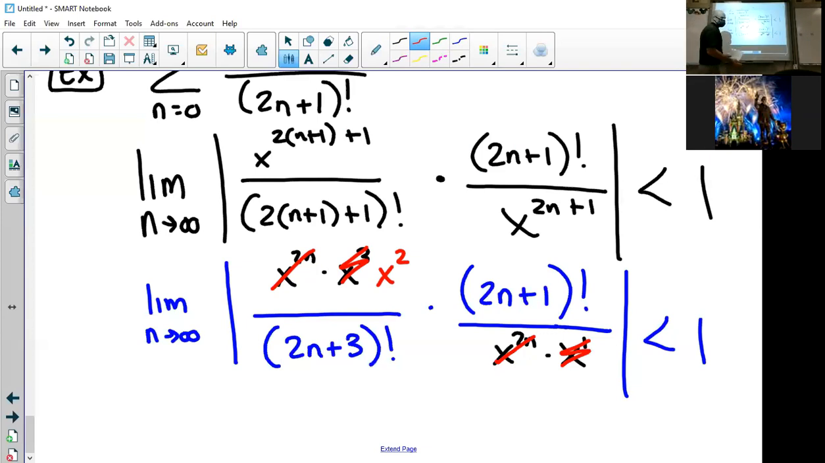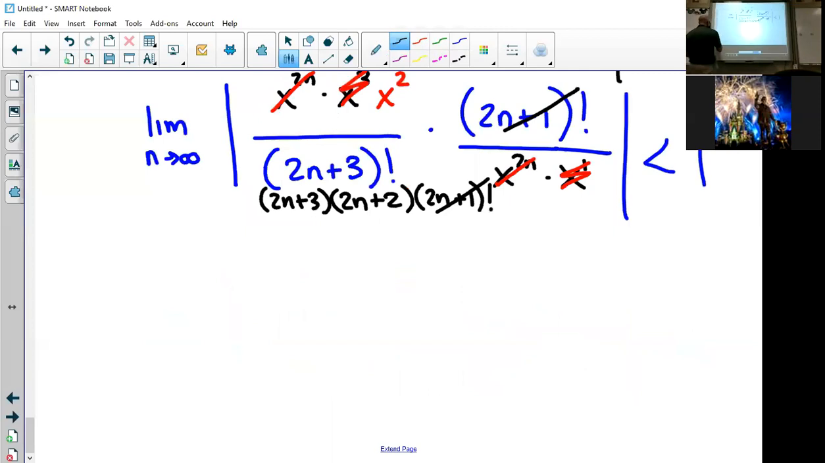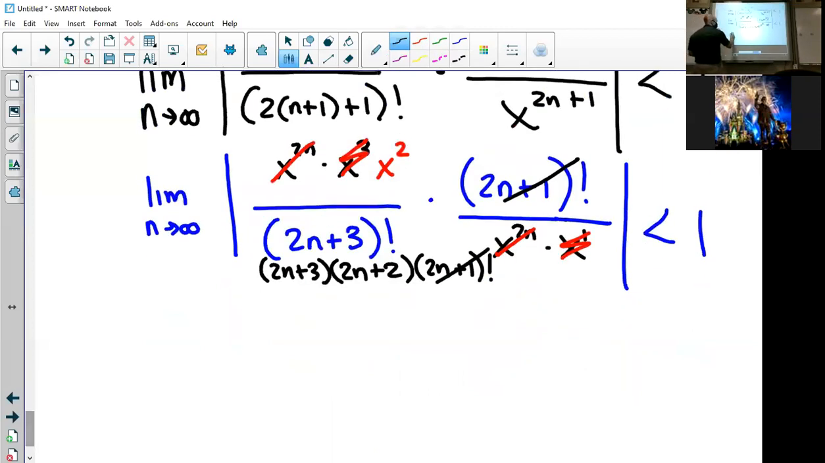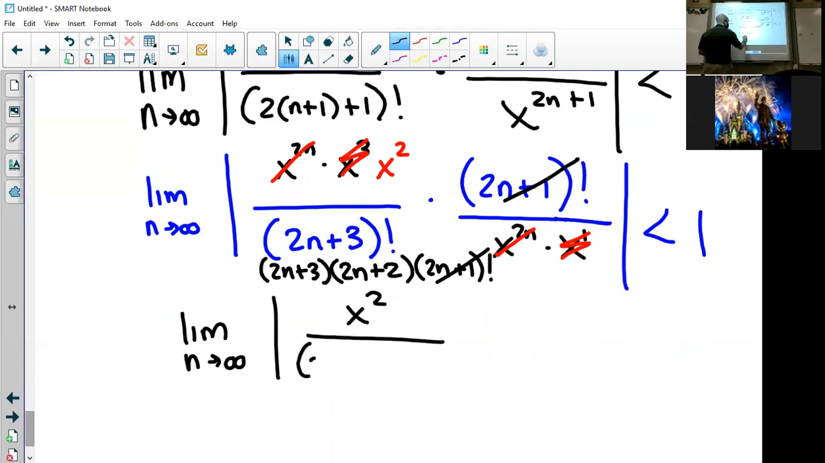Okay, now what about the factorials? I know there's a 2n here, but think about what this does. 2n plus 3 factorial would be 2n plus 3 times 2n plus 2, times 2n plus 1, and it's going to keep going. Well, that's where your factorial is, and it's going to cancel out that factorial up there. So now let's write down what we have left here. We have the limit as n goes to infinity of x squared left on top, and on the bottom, the only thing left is 2n plus 3 times 2n plus 2. Everything else is canceled out.